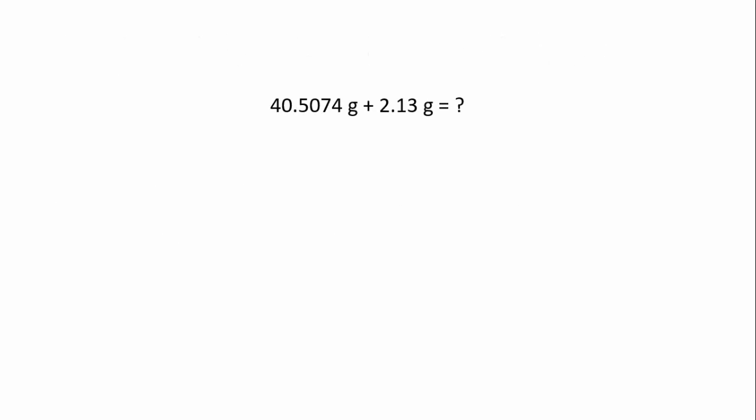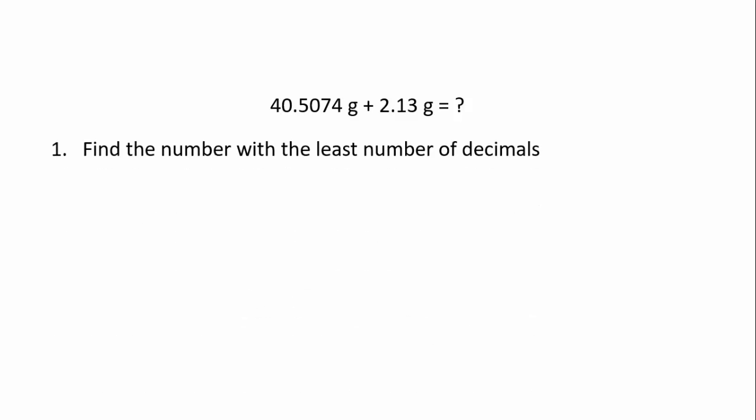So, say we are going to be adding 40.5074 grams plus 2.13 grams. What would be the final answer using significant figures? First, let's find the number with the least number of decimals. So we've got our two numbers here. 40.5074 has 1, 2, 3, 4 decimals in its number. However, 2.13 has 1, 2. So there is our number with the least number of decimals.